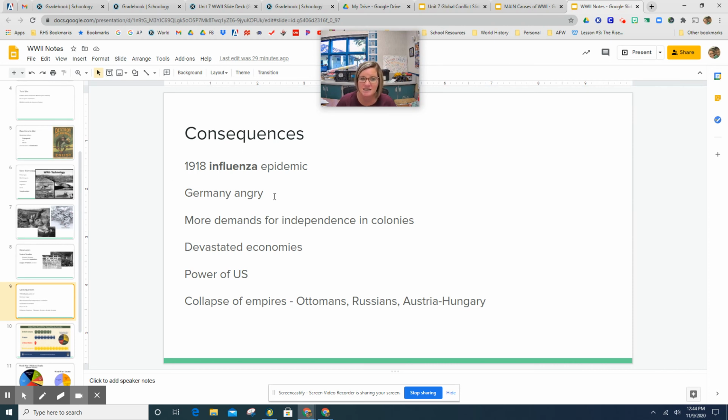Germany is very angry because of the end of the war, which we'll talk about with the Treaty of Versailles. More demands for independence. Colonies now want decolonization, and they want independence, and they want self-sovereignty, and they want to just be themselves. Devastated economies, which we'll also talk about with the Treaty of Versailles. The power of the United States increases, but guess what? We have a Great Depression that causes this worldwide depression.